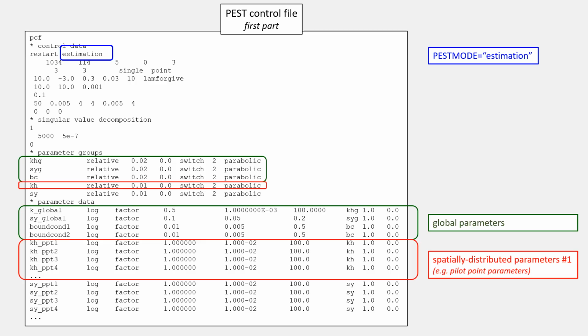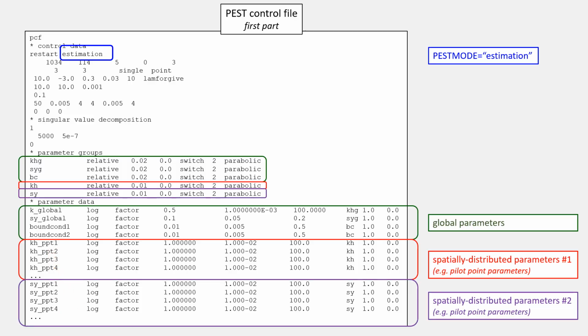Following that, we may have our distributed parameters, our spatially variable parameters, pilot point multipliers for KH and SY. Once again, in the parameter data section of the pest control file, their initial values will be provided together with their upper and lower bounds. Control variables, which tell PEST how to calculate finite difference derivatives for those variables, will appear in the parameter group section of the pest control file.